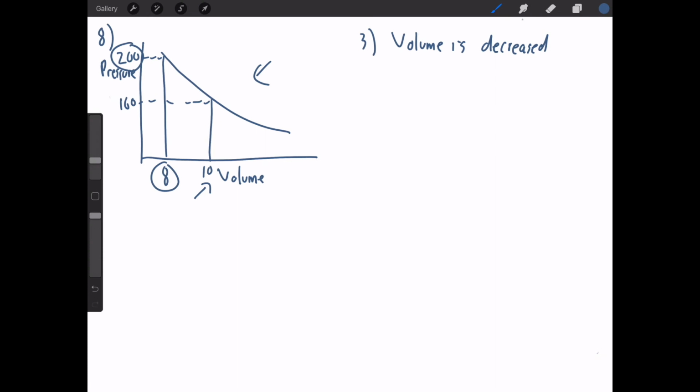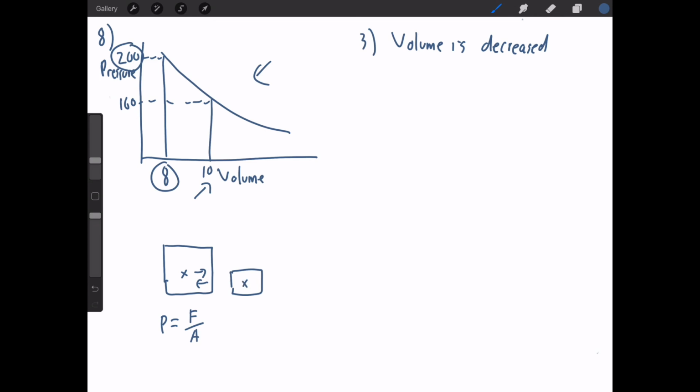So if the volume is decreased, let's just go over here and think about a particle in a box. A particle here is bouncing around in the box, and as it bounces off a wall, it creates pressure. It exerts a force on the wall thanks to Newton's laws, and pressure is force divided by an area.